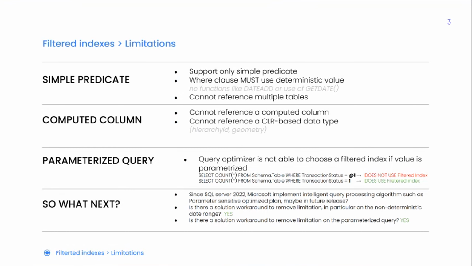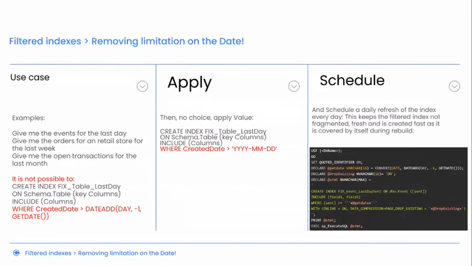But now what I wanted to show is a workaround with a parameterized query and a workaround with a simple predicate. What if you wanted to only see the last day's events? What if you wanted to see the last week's events, something that would use DATEADD or GETDATE? Is there a workaround? How do we remove the limitation on the date? For example, you want to give me the events for the last day.